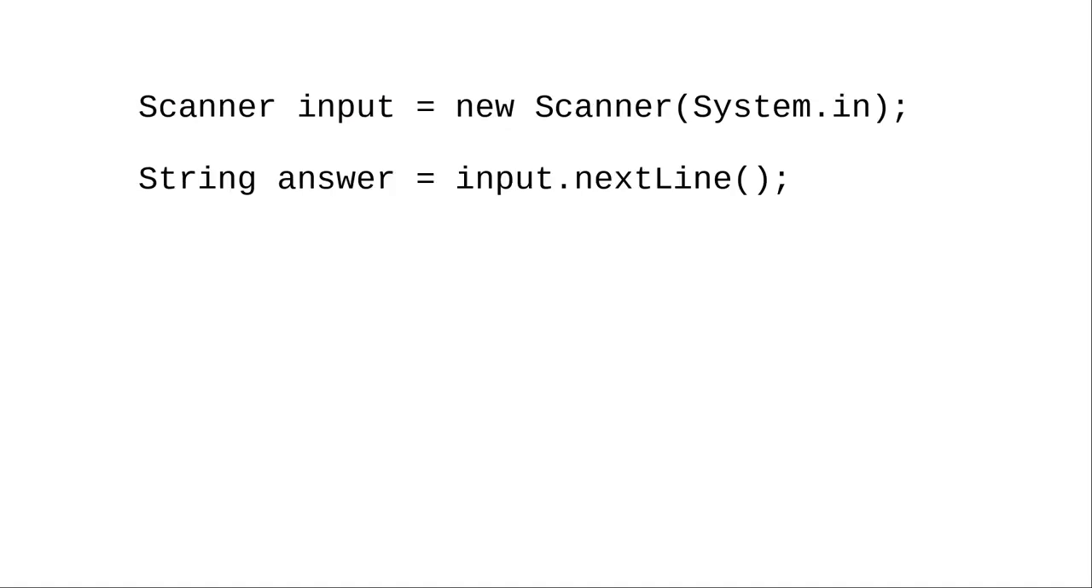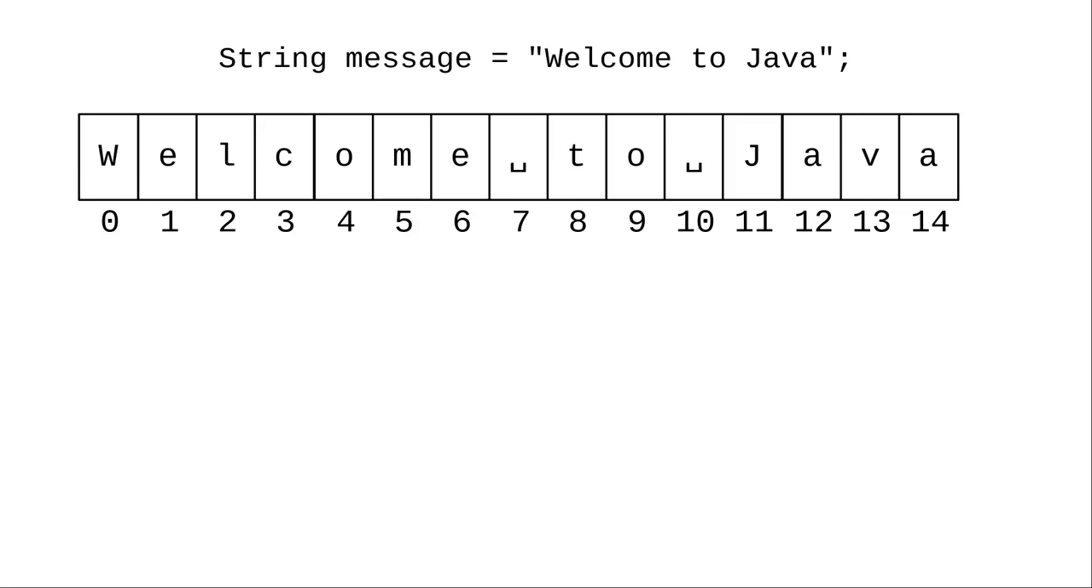To read a string from the keyboard, you use the nextLine method as shown here. It reads everything up to the next new line, which was provided when you press the Enter key. The book also mentions the next method, which reads up to the next whitespace character. This is useful for reading input one word at a time. Once we have the string, we need to get the first character.